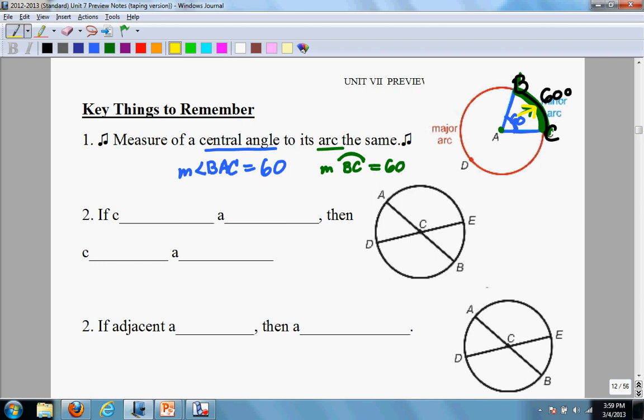Next one is, if you have congruent angles. If you have congruent central angles, so sweep those, notice those are bow tie angles anyways. If you have congruent central angles, you have congruent arcs. Congruent central angles will give you congruent arcs.